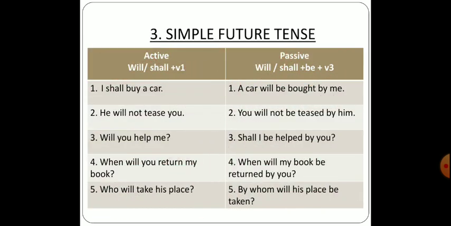The next one is simple future tense. So over here in active form you can see that in future tense we use will, shall plus the verb's first form, and in passive one we use will, shall plus be plus the verb's third form. So the example is, I shall buy a car. A car will be bought by me.